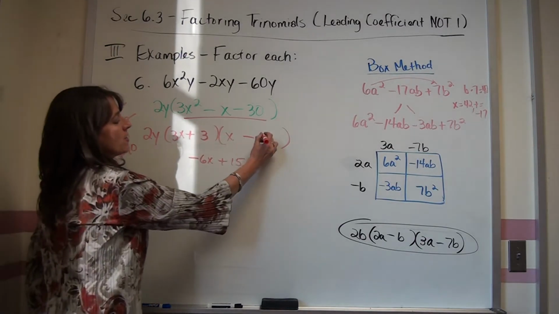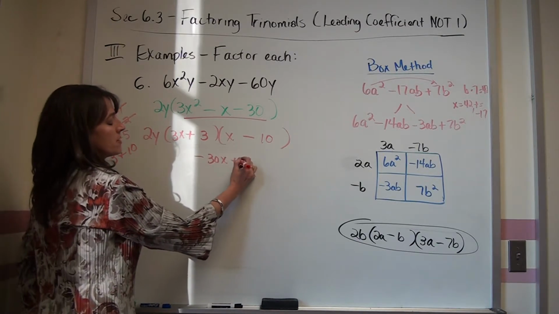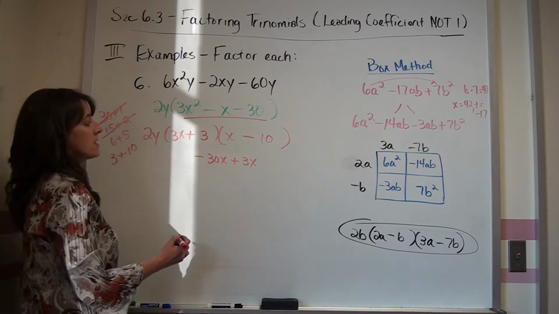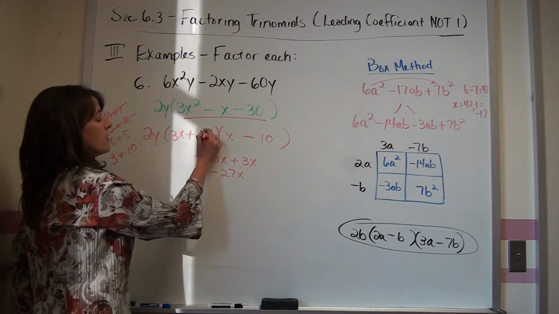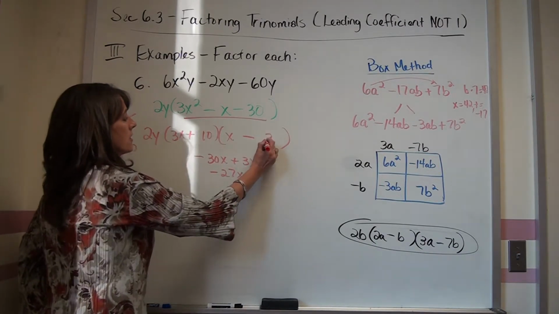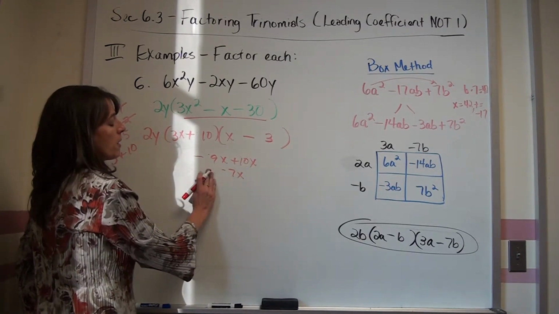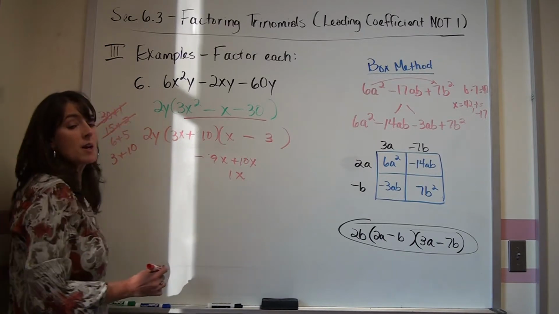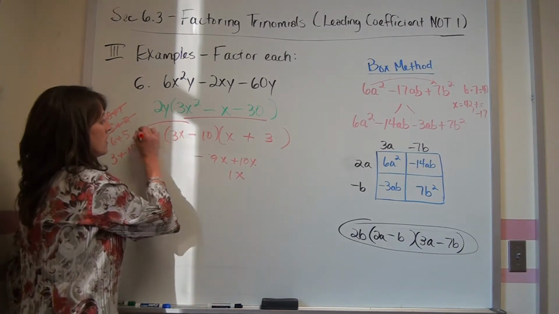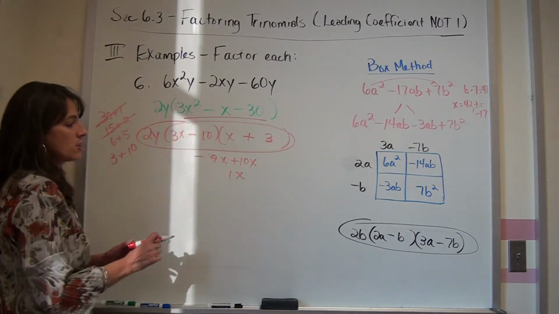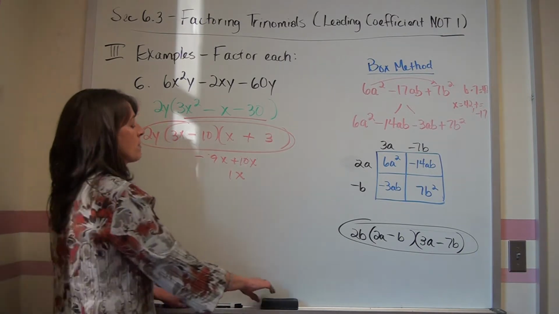So try the 3 here, try the 10 here. That gives me a negative 30x and a positive 3x. That doesn't work because that's a negative 27x. And switch it up and call this the 10 and this the 3. Now we get a negative 9x and a positive 10x. There's the positive, but it is a positive 1x. I got the right number, wrong sign. Easy to fix. Switch that up. There's the right combination.